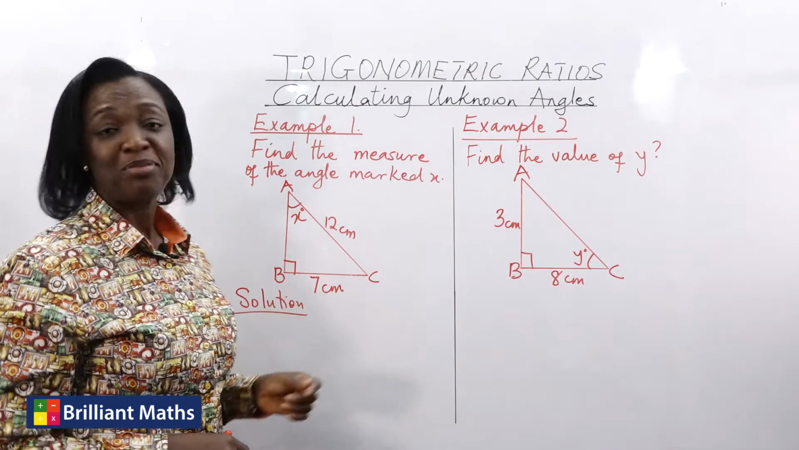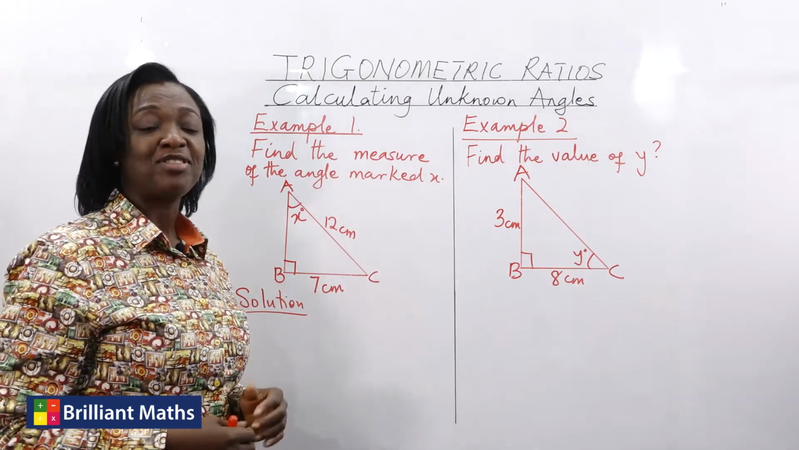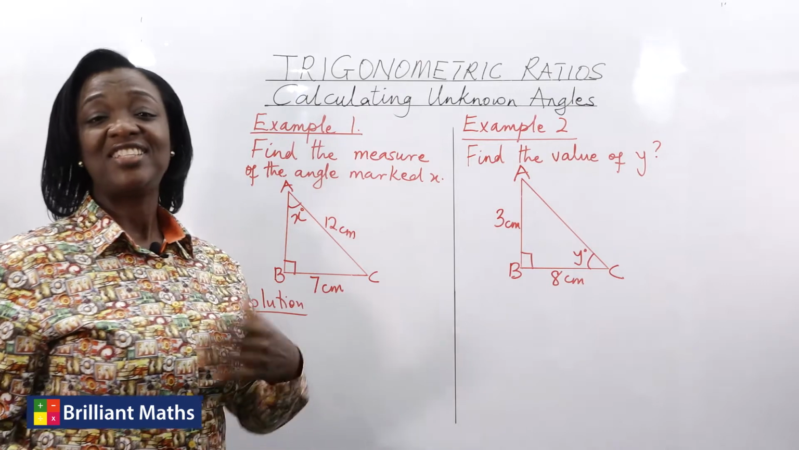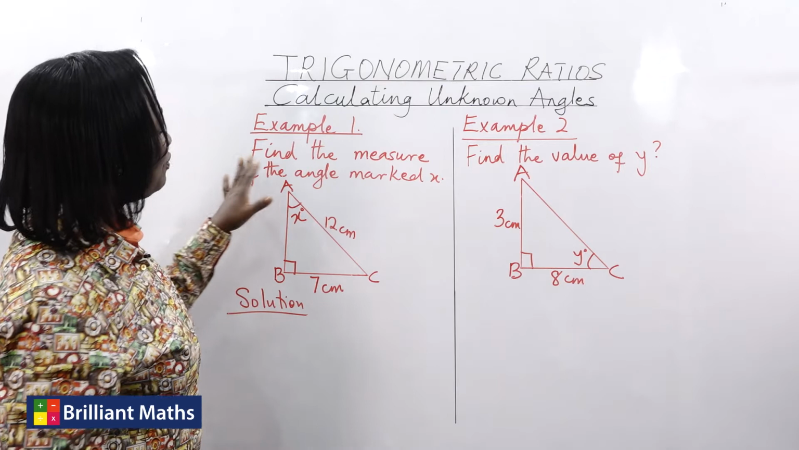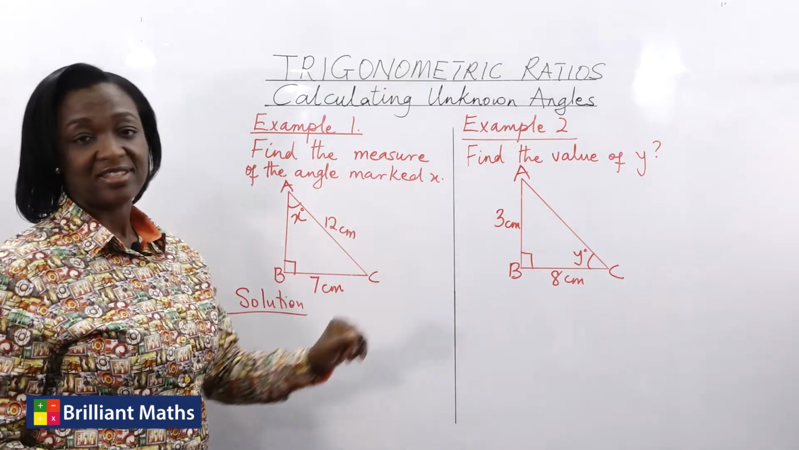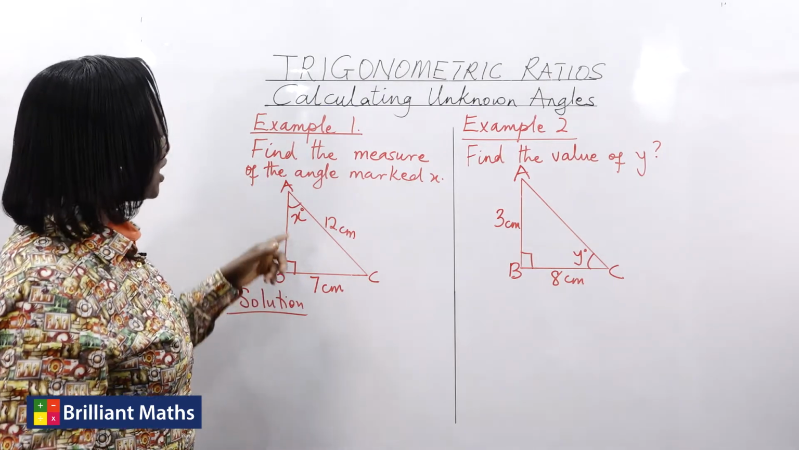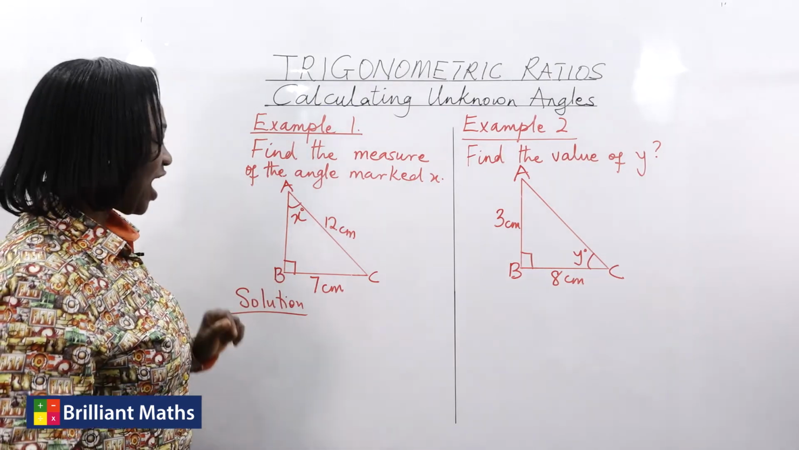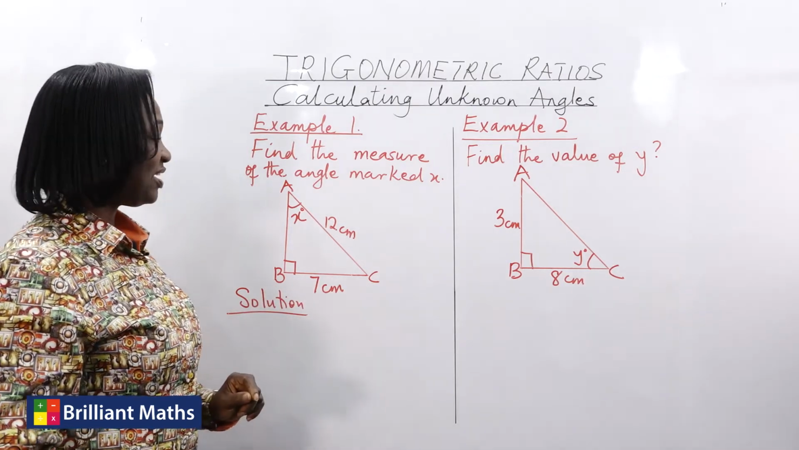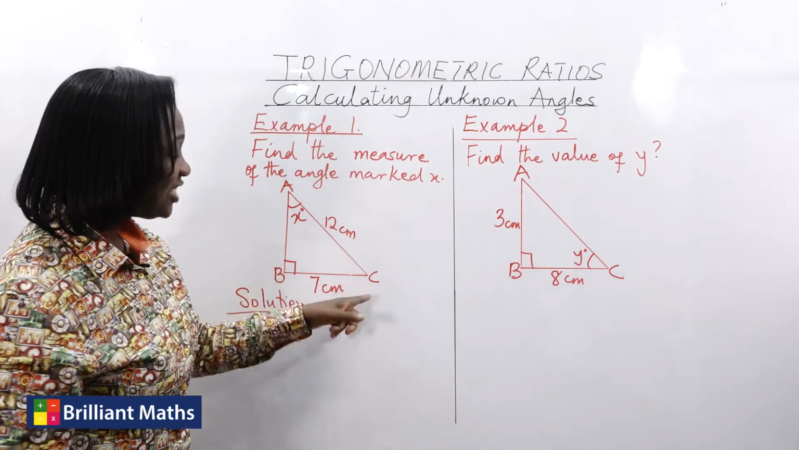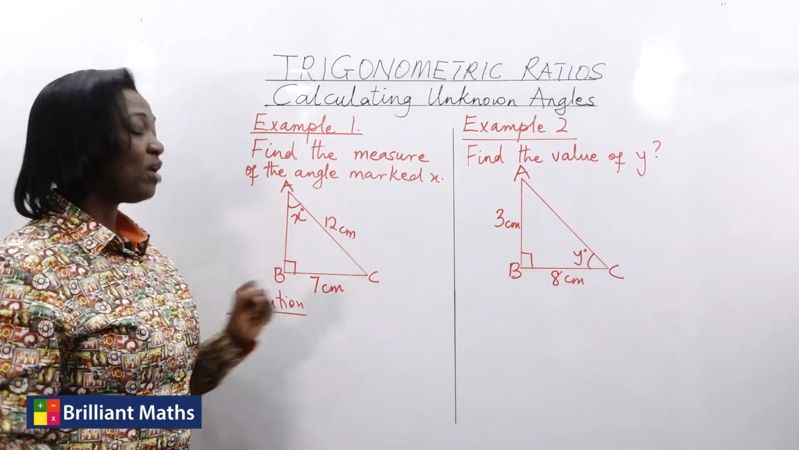In this next example, we want to learn how to calculate unknown angles. We already know how to find the sine, the cosine, and the tangent of any given angle. Example 1, it says find the measure of the angle marked x. We have triangle ABC, and angle x is at the point A. And we are given line BC, which measures 7 centimeters. And we have line AC, which is the slanted side, the hypotenuse, which measures 12 centimeters.